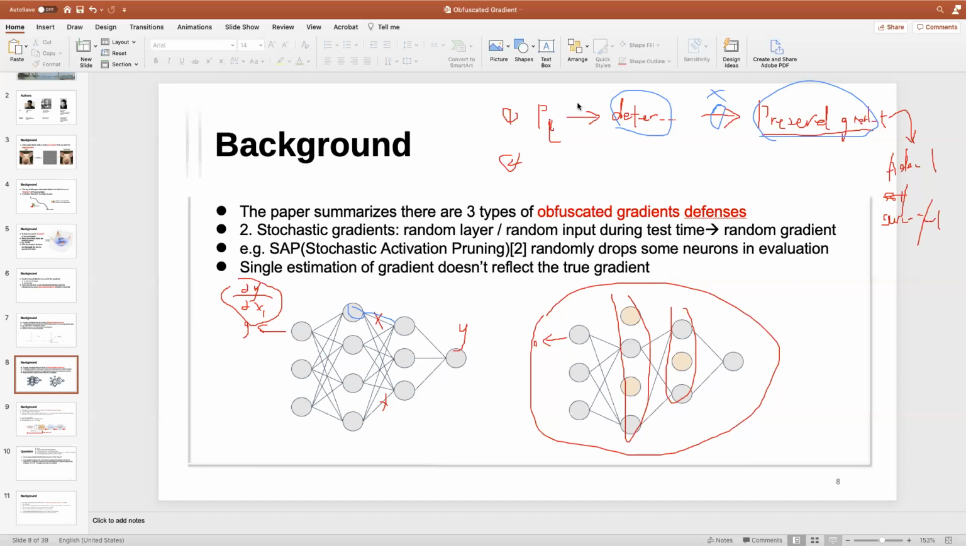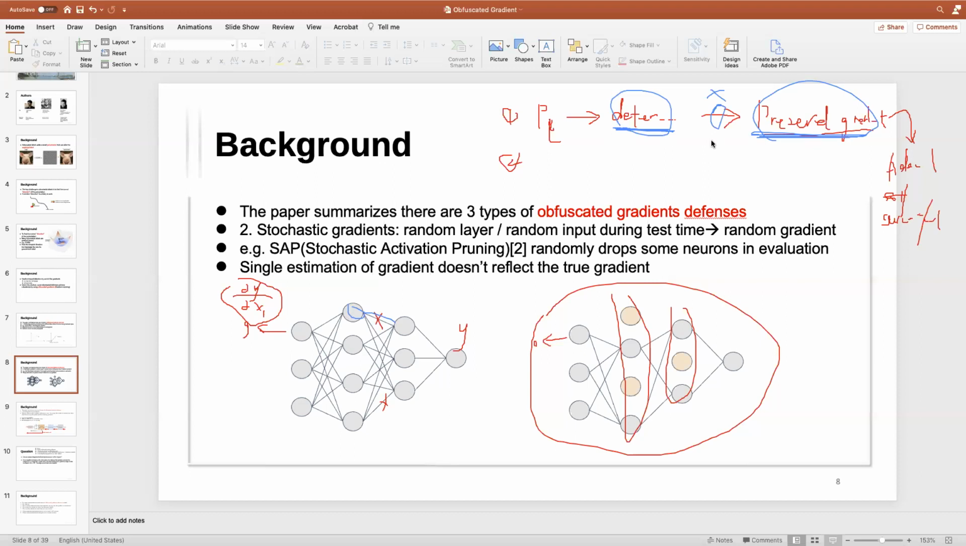So when we conduct forward propagation, do we still drop out the neuron? Yeah. But I mean, here is the forward pass, right? It is not related to any gradient here, but here you draw a conclusion that the gradient is preserved. I think that may not be true.